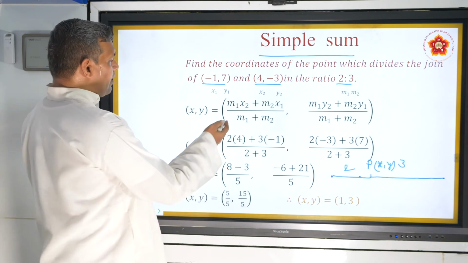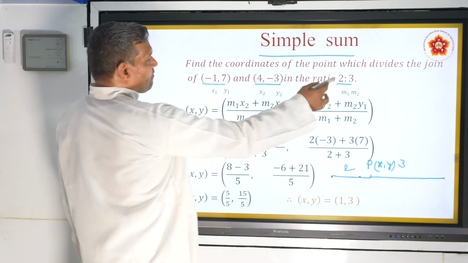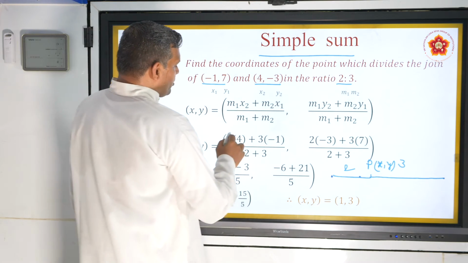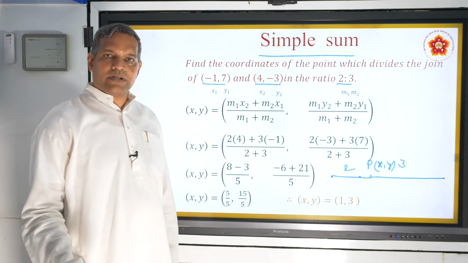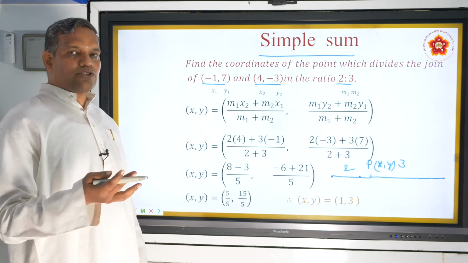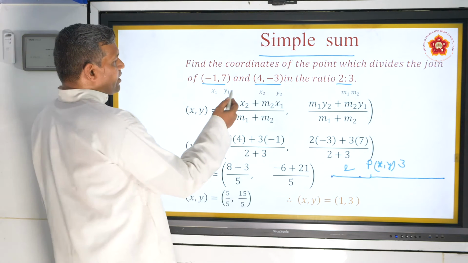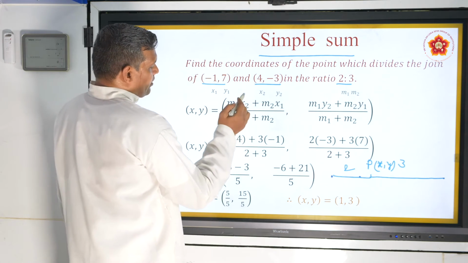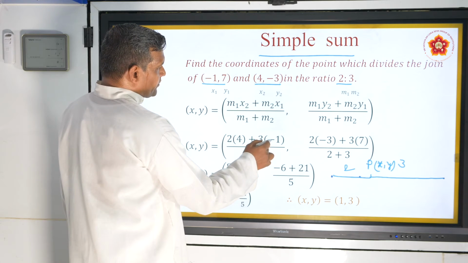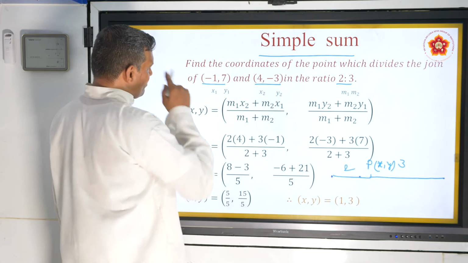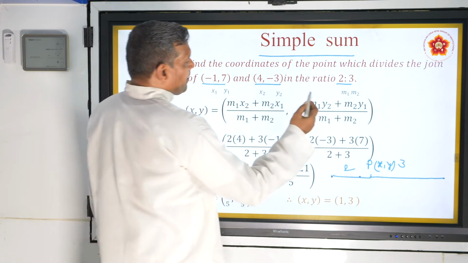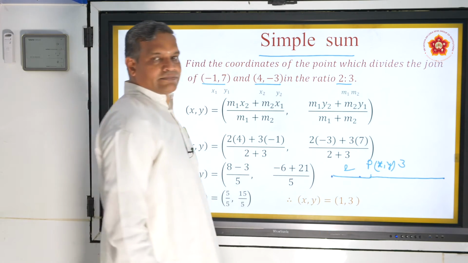What will you do? Put all the values. Where is m1? So m1, 2, 3, so bring that 2, 3. 2, 3, 2, 3, finished. Done. Then 2, 1, 2, 1, x2, x1, y2, y1. So x2, x1, 4 minus 1. So what do you have to get? 4 minus 1, and y2 minus y1. What is that? Minus 3, 7. See? Minus 3, 7. Finish.